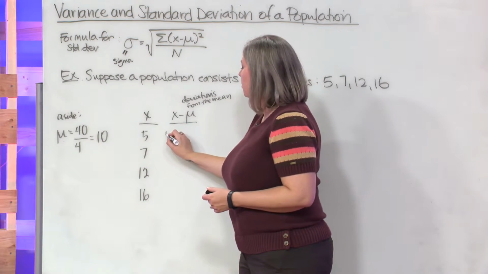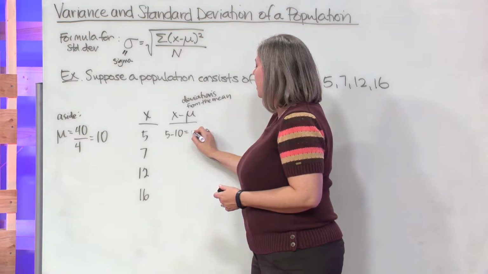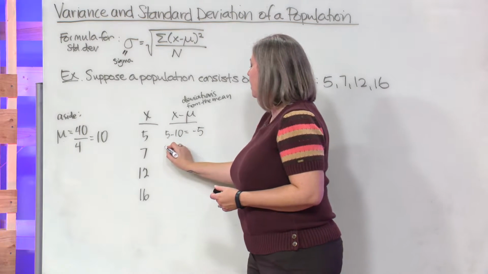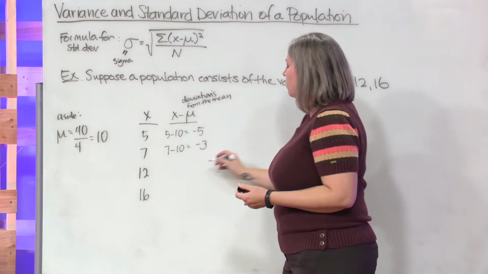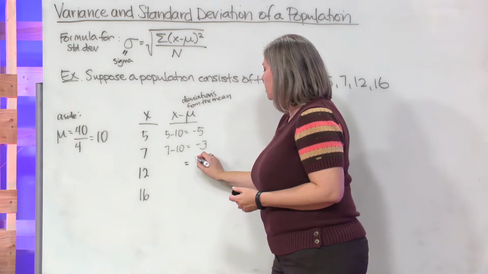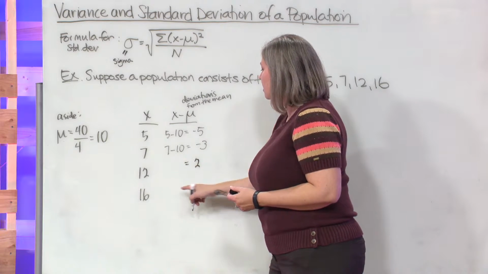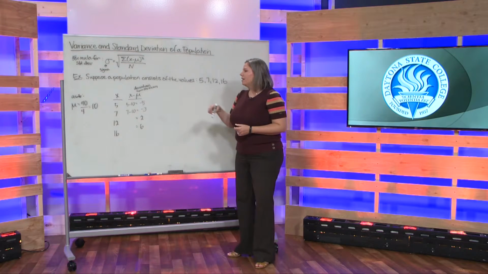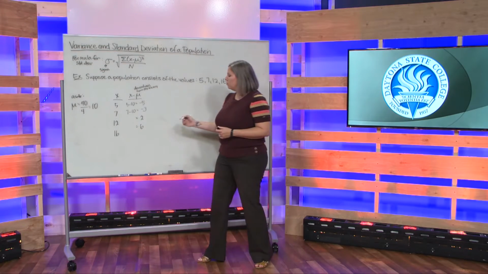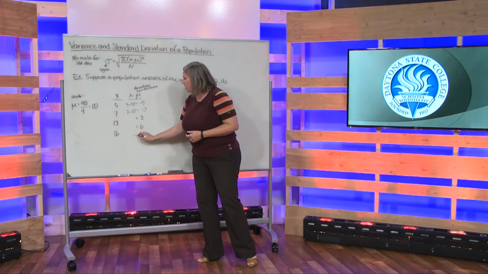So following my formula, I'm going to take 5 minus 10, which gives me negative 5. I'm going to take 7 minus 10, which gives me negative 3. And I'm going to keep going. 12 minus 10 gives me 2. 16 minus 10 gives me 6. One nice thing about the deviations from the mean is that they should always add up to 0.